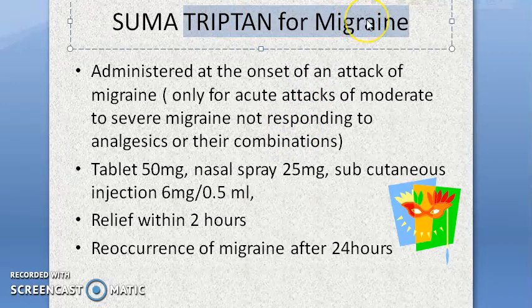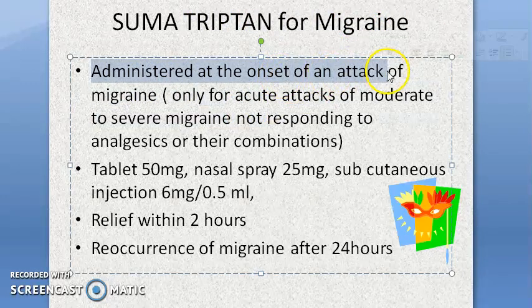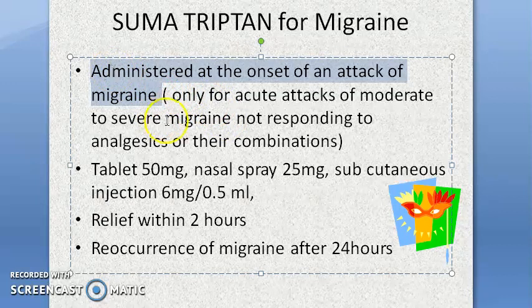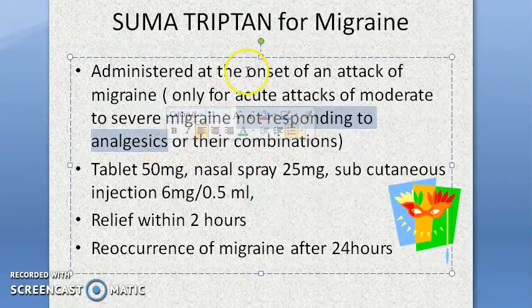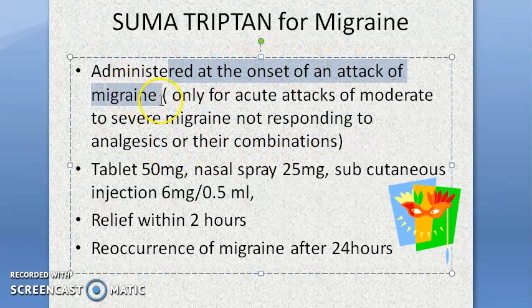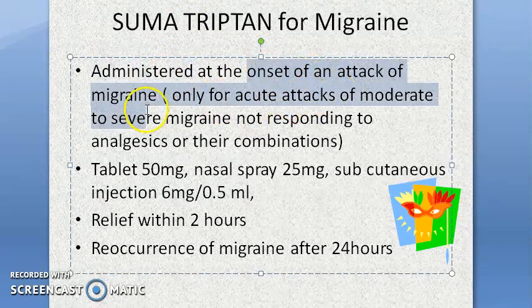Now, coming to Sumatriptan for migraine. How will you administer? You will administer at the onset of attack. Basically, you have already checked that analgesics are not working, right? Only for acute attacks of moderate to severe migraine which are not responding to analgesics will you administer Sumatriptan. Clear, right? Take a deep breath. Try to understand. It's very easy. If a person has moderate to severe migraine which is not responding to analgesics, then only will you administer Sumatriptan at the onset of attack.